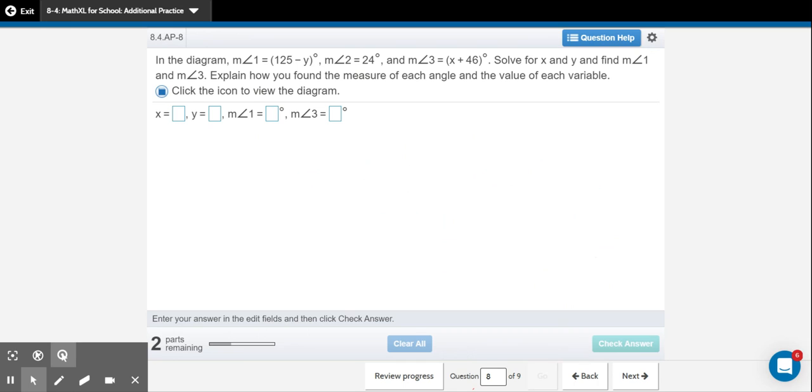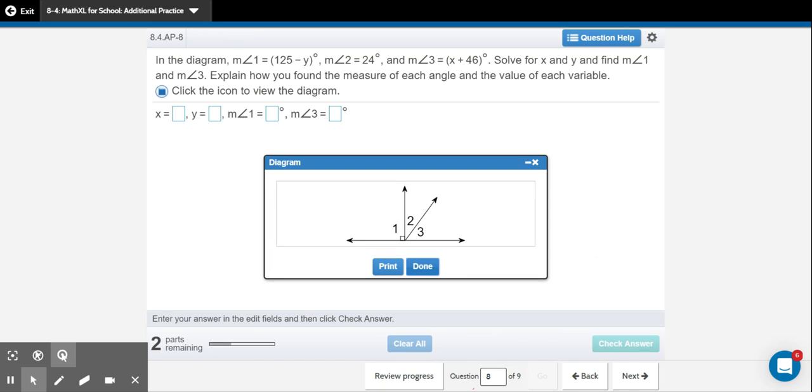This one is a little bit tricky. Let's look at the diagram, because I can't do anything without actually seeing it. We have the measure of angle 1 right here equals 125 minus y. The measure of angle 2 equals 24. And the measure of angle 3 is x plus 46. Solve for x and y, and then find the measure of the angles.